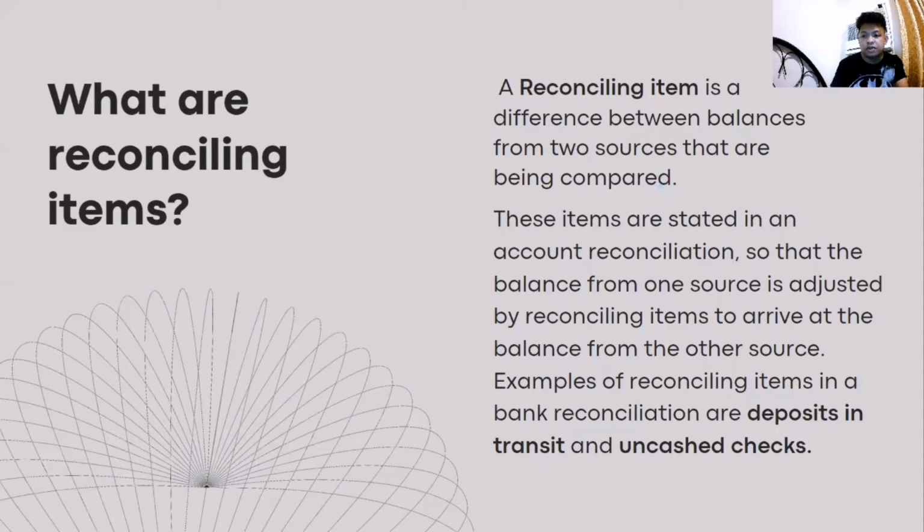So ano nga ba yung reconciling items? Reconciling items is a difference between balances from two sources that are being compared. These items are stated in an account reconciliation so that the balance from one source is adjusted by reconciling items to arrive at the balance from the other source. Examples of reconciling items in a bank reconciliation are deposits in transit and uncashed checks. So yun nga, to be short, yung reconciling items, sila yung mga chine-check tuwing account reconciliation. And yung mga examples na itatalakay natin ay deposits in transit and uncashed checks.